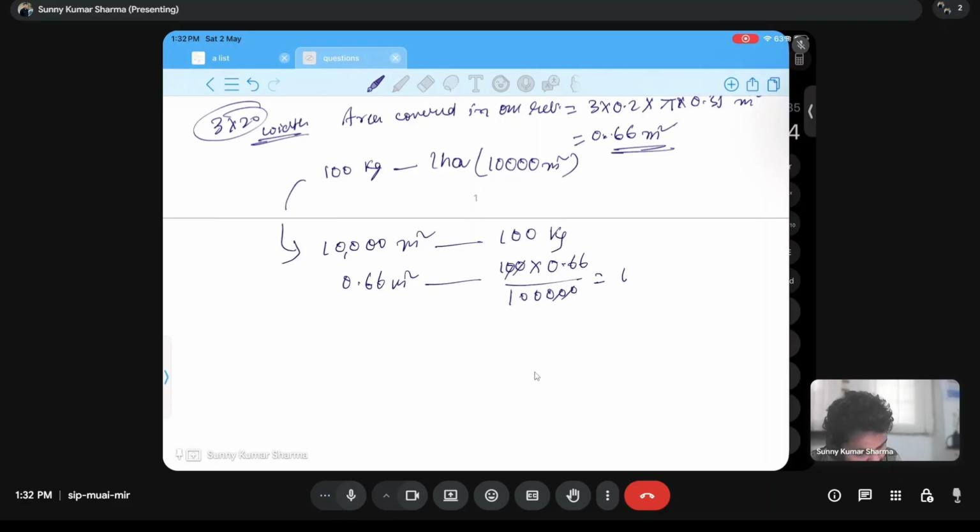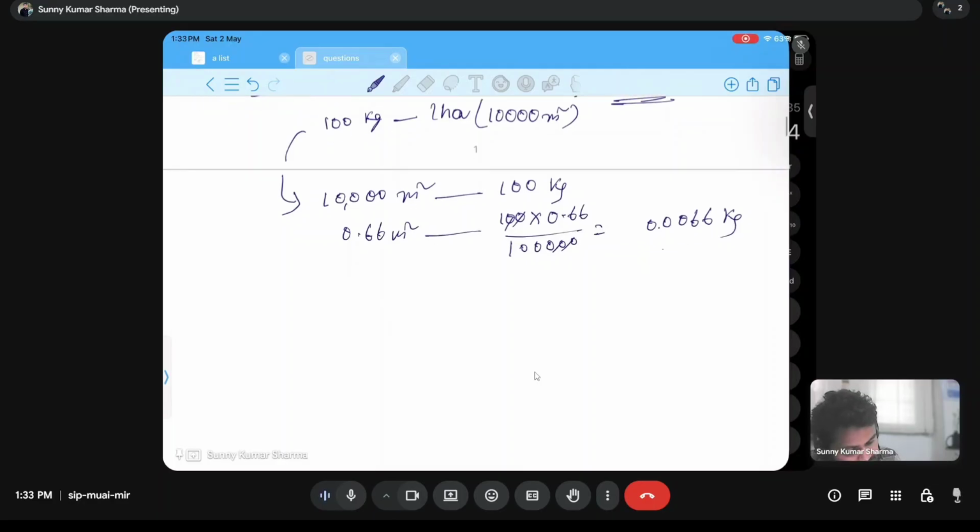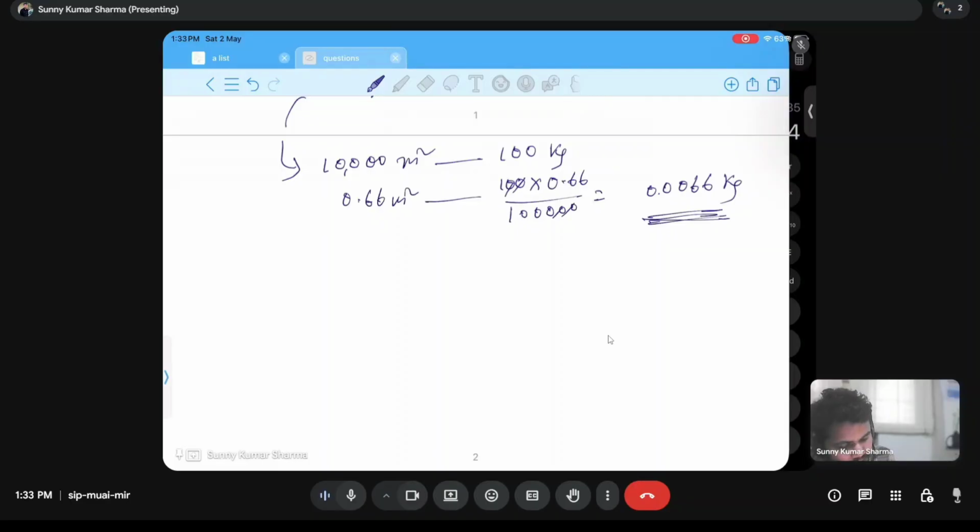So it will become 0.0066 kg, or 0.0659 if you take 0.659. I'm taking 0.66. So this many kg is being dropped in one revolution. Now this amount is being dropped by 3 rows. So in 3 rows, this amount of seed is being dropped.